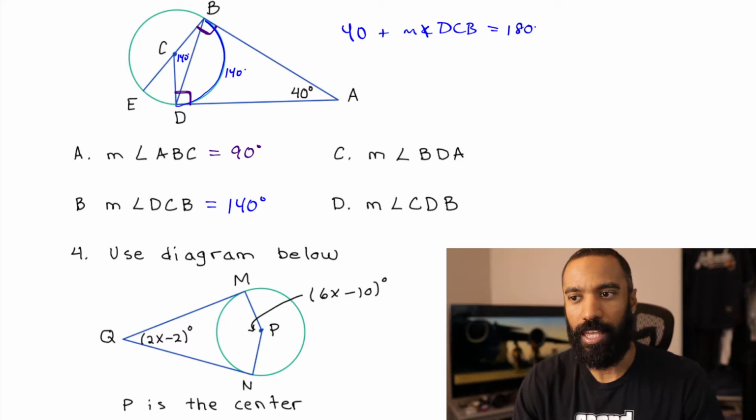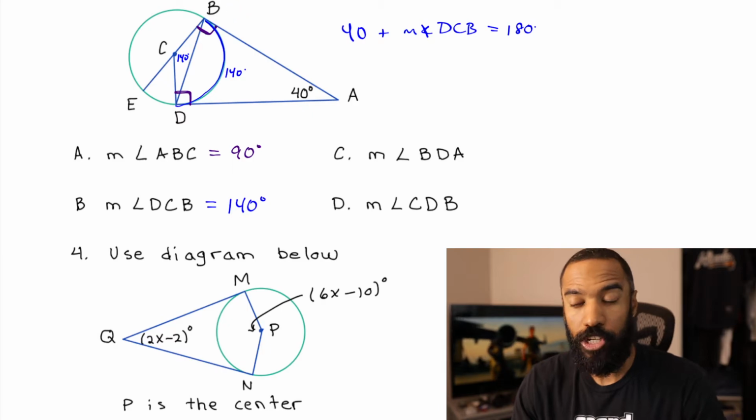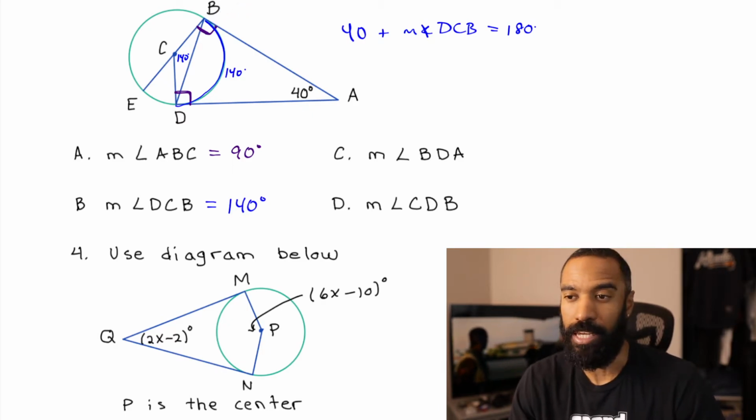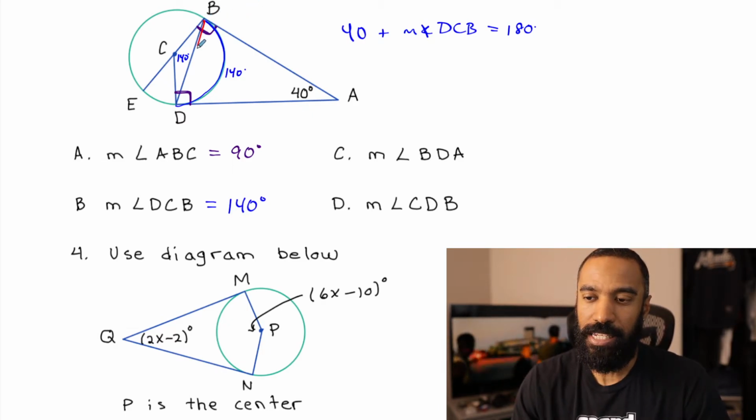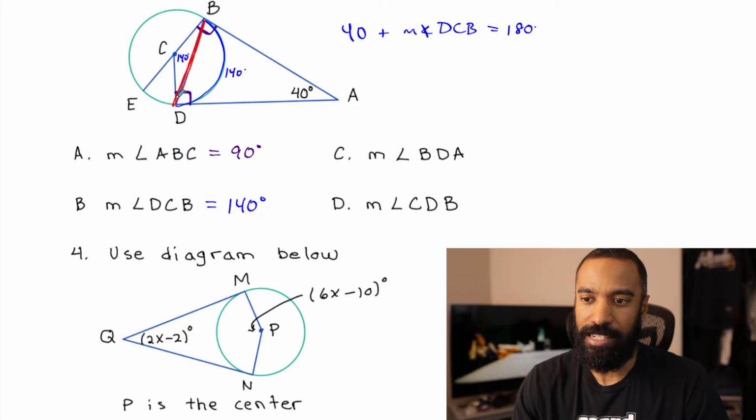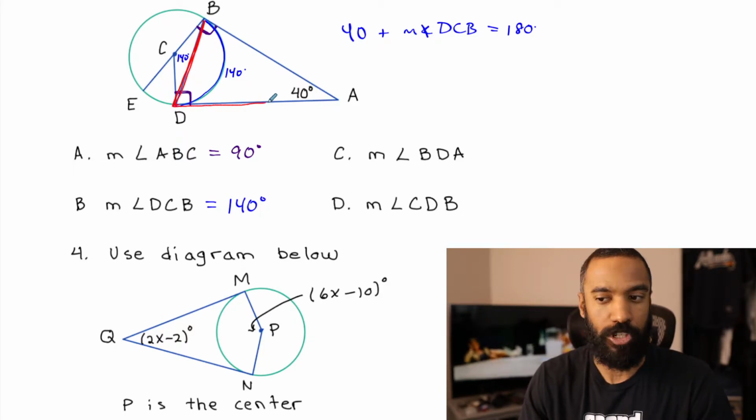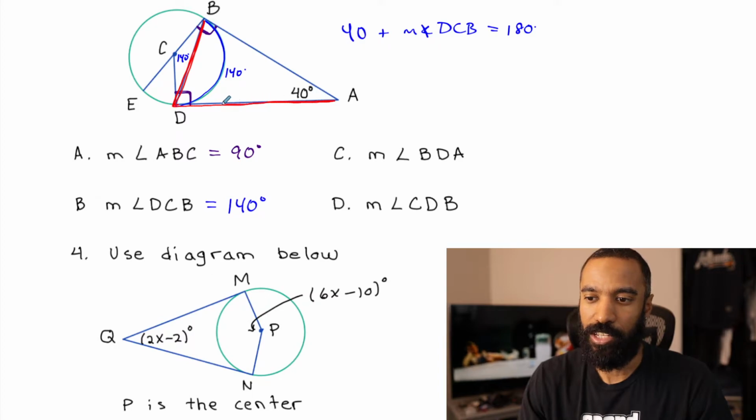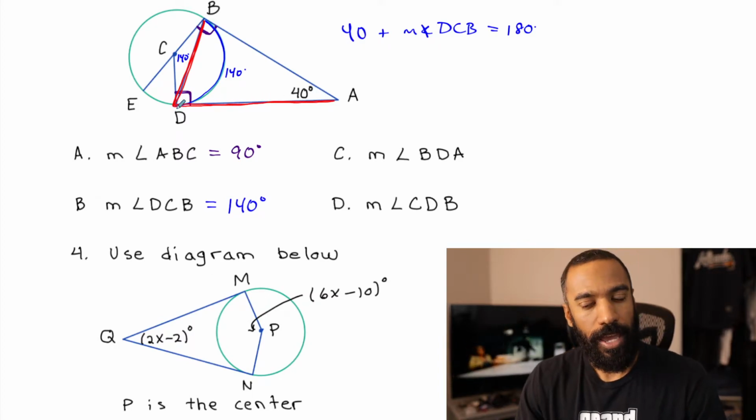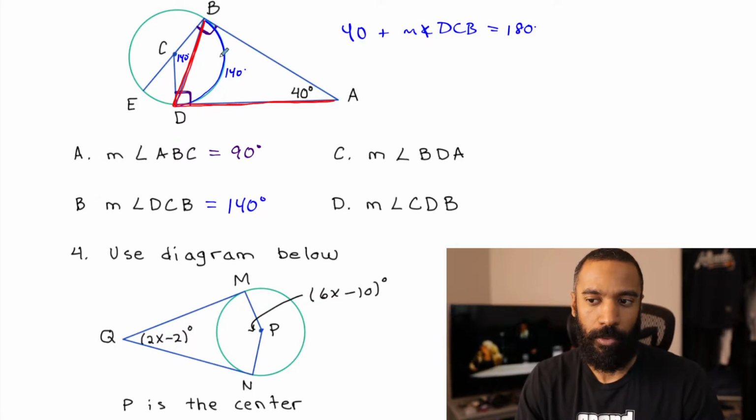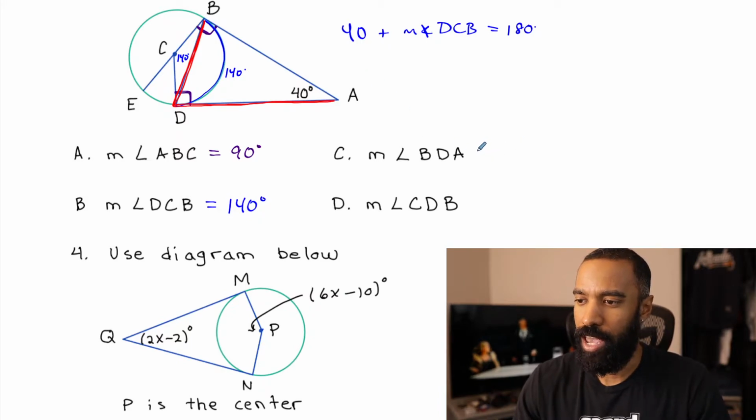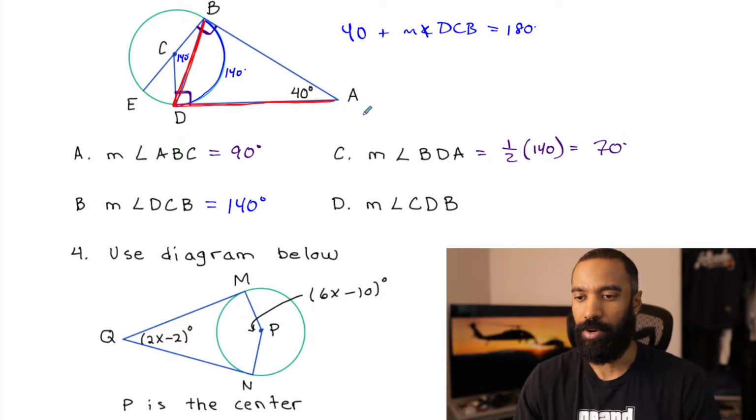Now, this is important that I just got that 140 and that I made mention previously about the whole intercepted arc business. BDA is an inscribed angle. I mentioned this in the beginning. It's an inscribed angle whose angle itself is also one of the endpoints of its intercepted arc. Its intercepted arc is 140 degrees. So measure of angle BDA is half that measure. Half of 140, which is 70 degrees right there.